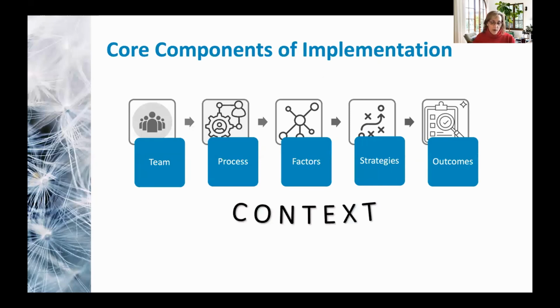So what I want to share with you is a compilation of what I've learned over time, but also what the science tells us. And this is the distillation of the core components of implementation.